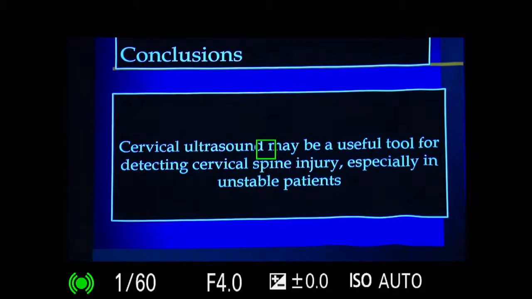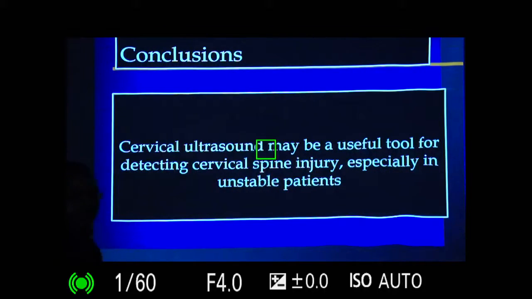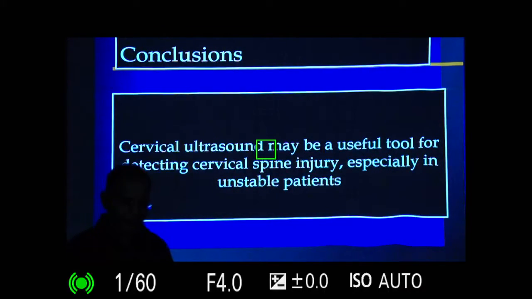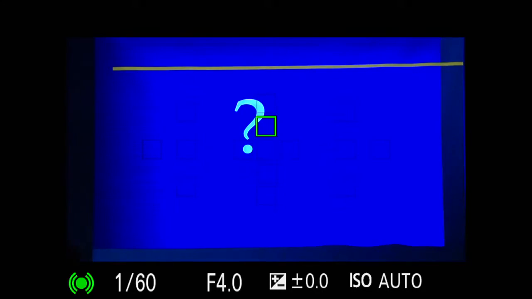So, cervical ultrasound can be useful in a lot of patients with unstable injuries, and ultrasound in itself may be useful in disability. Again, I have shown you a window to a disability part where it can be used tremendously. All it requires is your imagination to take it forward. Any questions? If not, thank you so much.